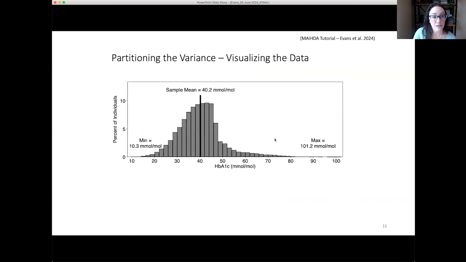So this is some simulated data looking at hemoglobin A1C, so a measure of average blood sugar. And in my sample, I might have this sort of distribution. I have some people with really low hemoglobin A1C values and some with high, and I might get some sort of interesting skew here. And I've just got an overall sample mean of about 40.2 millimoles per mole. Here I'm looking at percent of people in my sample.